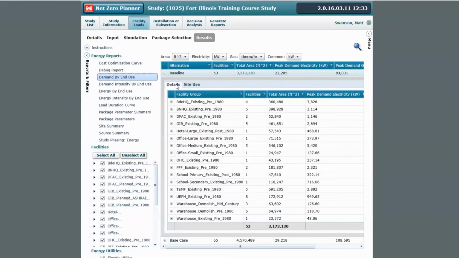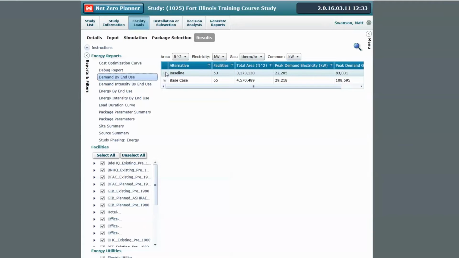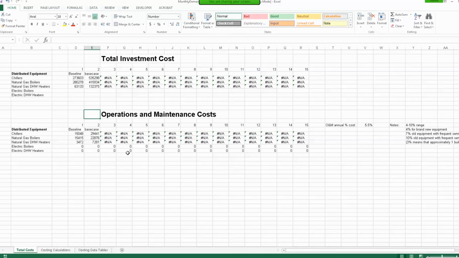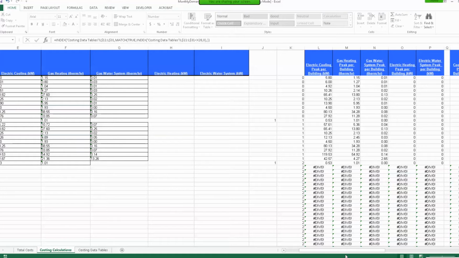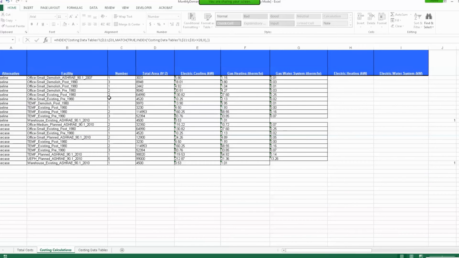But there's an Excel download that you can get here that will show you the peaks broken down by each building type. So it'll show you the cooling peak, the heating peak, the electric peak, and let me show you what that looks like. So this is a download, and you can see the generic looking name up at the top. That was automatically generated by the NZP tool, and the output looks like this. So this is the data it contains. The alternative name is listed here on the left, and then the facility type, the number of facilities in each one of the facility types, that total area, and then the peaks.